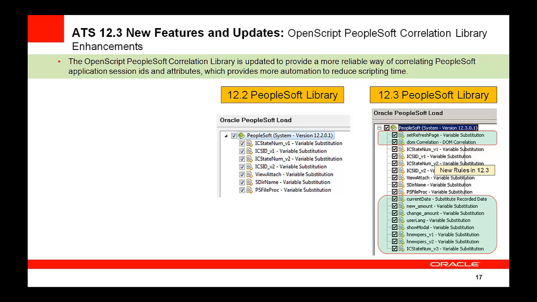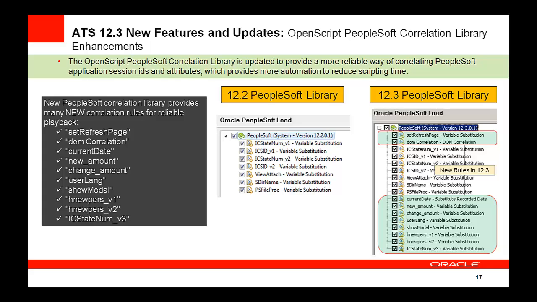In 12.3, the OpenScript PeopleSoft correlation library has also been updated to provide more automation and a more reliable playback. Similar to the Hyperion module, quite a few new correlation rules have been added. These rules help reduce scripting time by automatically correlating dynamic variables and DOM input so that the user does not have to. You can check out the new PeopleSoft correlation rules by opening or creating a new PeopleSoft load test script and going to OpenScript preferences to see the details.